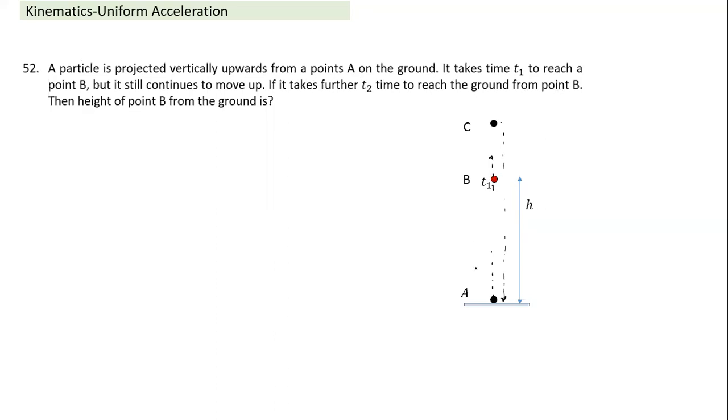So from A to B, the time taken is t1. From B to C and back to A, the time is t2. What is the height of point B from the ground? Can someone tell me logically how you would solve this without putting pen to paper? First, what is the method I'm going to use? Which is the important point I need to make a note of?